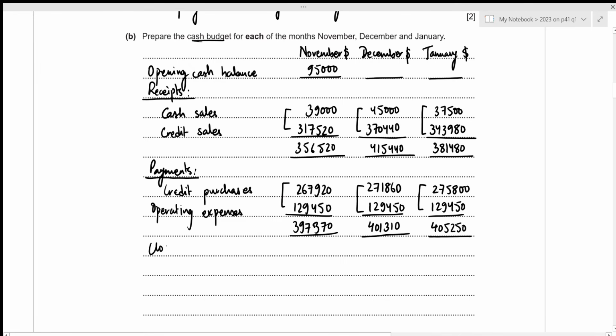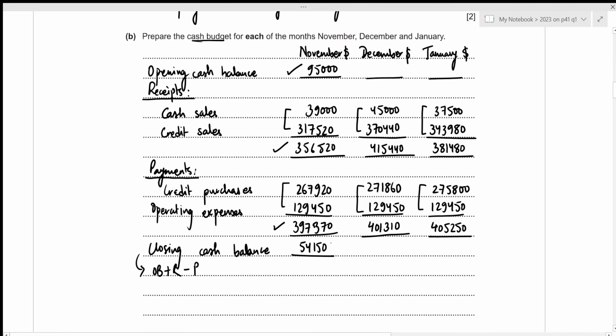Now we can figure out our closing cash balance. And closing cash balance is just going to be the opening balance plus receipts minus payments. So for the month of November, that will be 95,000 plus 356,520 minus 397,370, which results in 54,150.